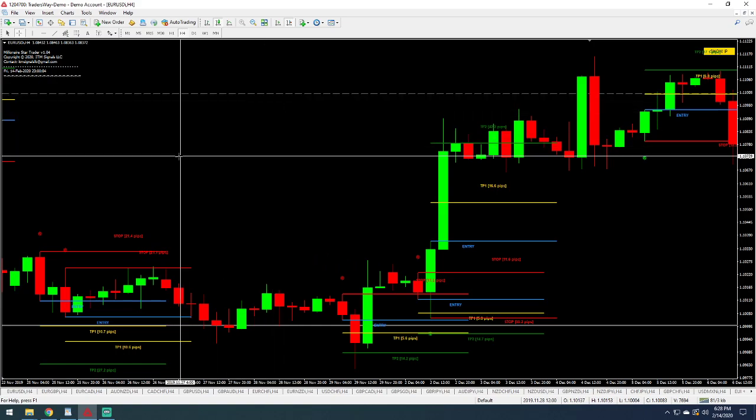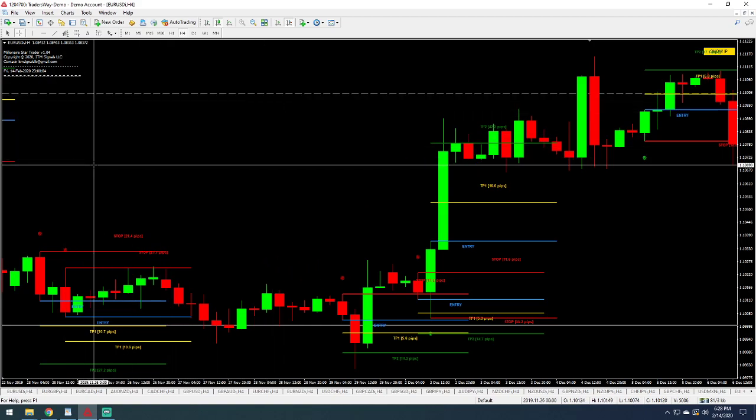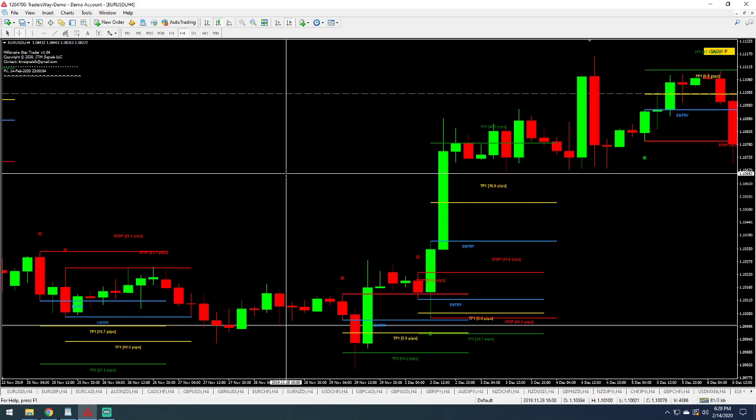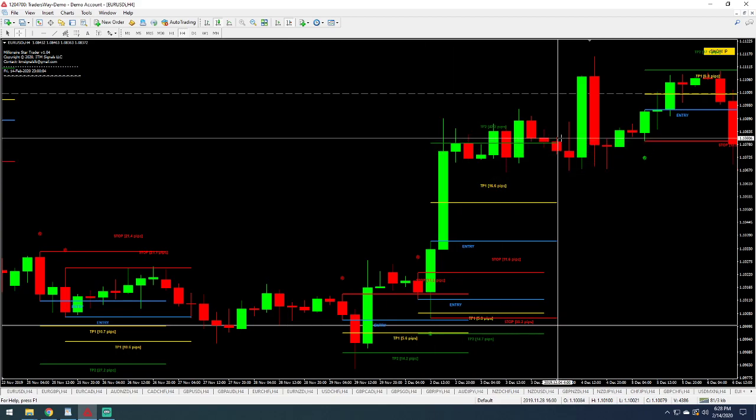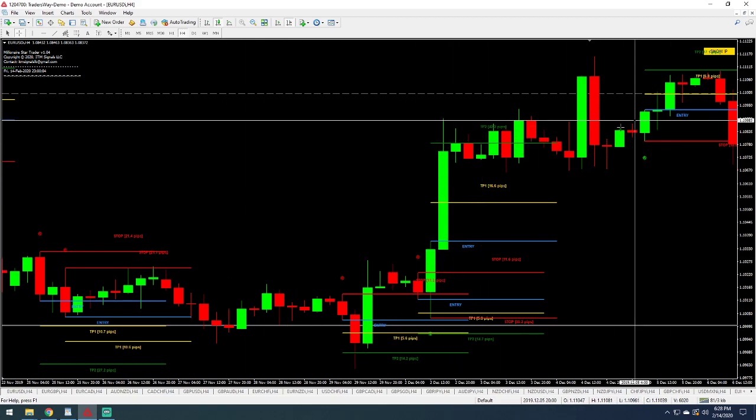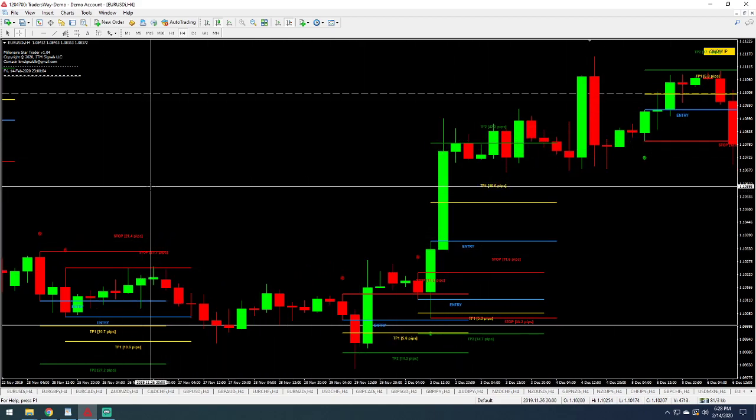Now for this purpose I'm going to be using it with the trend filter on, which means I'm only going to get signals with the trend. Okay, so there's going to be slightly fewer signals, but it's also going to clear up the chart so you won't see too many lines and everything.